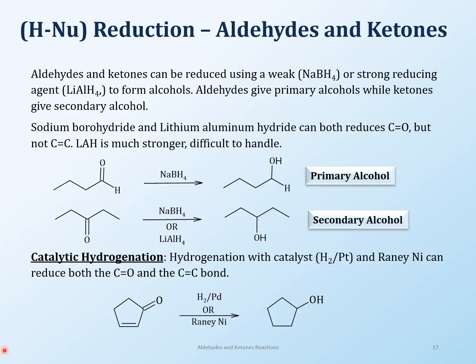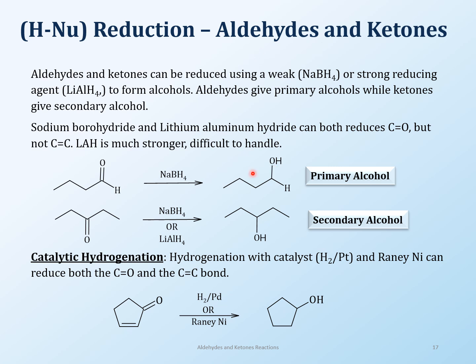And then finally, reduction. That's the last nucleophile, and that's the hydrogen nucleophile. So reduction of aldehydes and ketones, both of them can occur. Now, in both cases, you can use a weak or a strong reducing agent. So weak is sodium borohydride and a strong one is lithium aluminum hydride. You can use either of those.